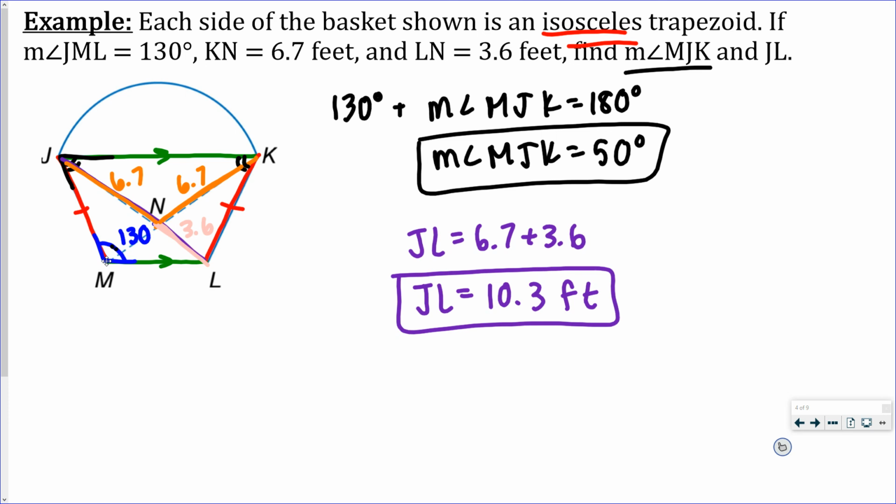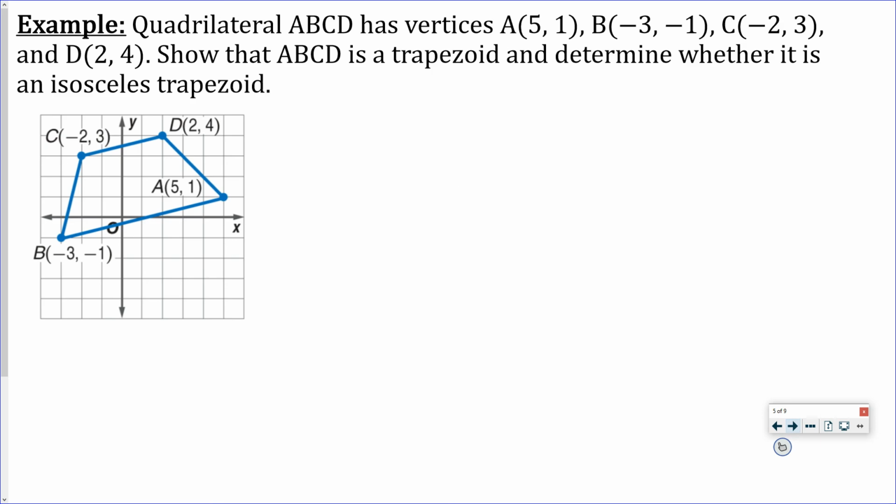Okay. Ooh, I like the next one. I graphed this quadrilateral for you this time. They want us to show that ABCD is a trapezoid, and then they want us to determine whether it is an isosceles trapezoid.